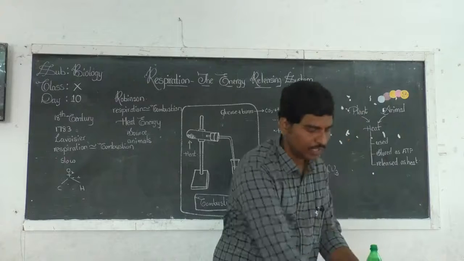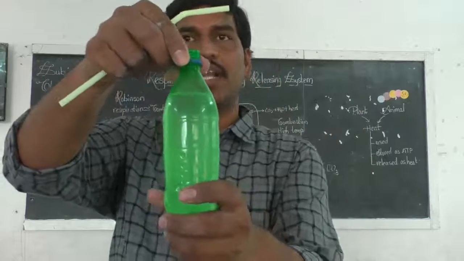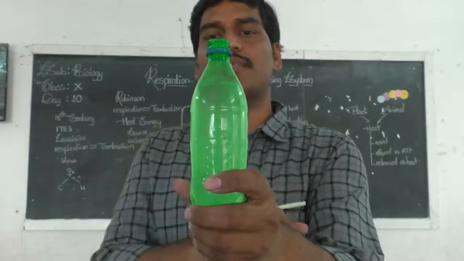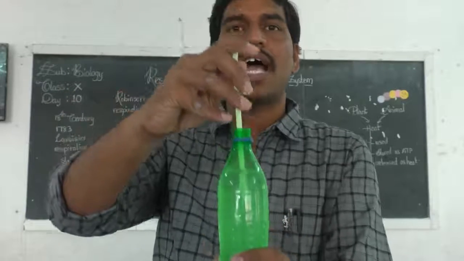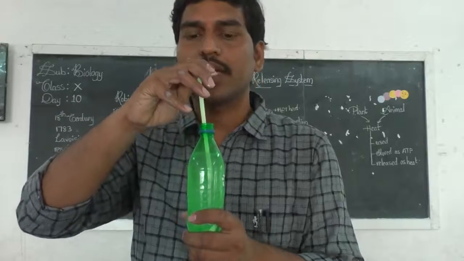So let us try to demonstrate an activity. Lime water is being taken into this bottle. You can see the lime water is transparent here. I am placing a straw into this, and I start blowing carbon dioxide into this water.